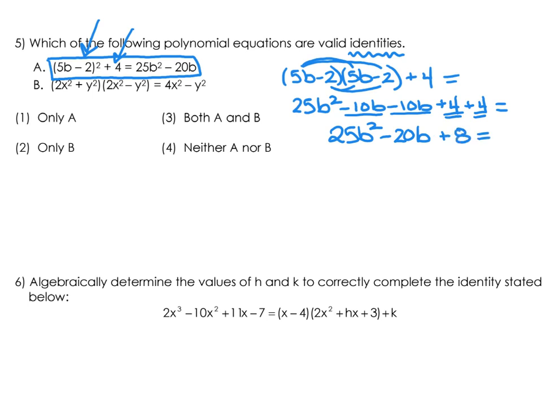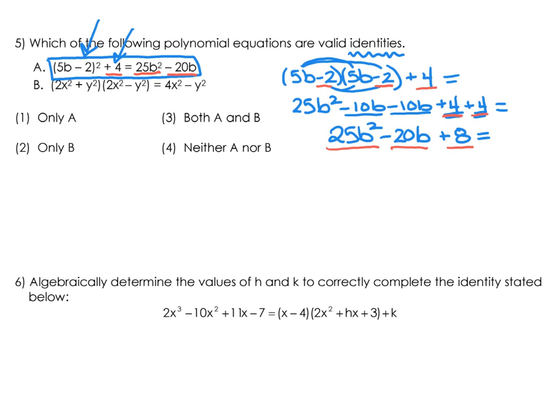And now that that side's cleaned up, let's go ahead and see if it is or not. So we have a 25b squared, and so do they. They have a negative 20b, and so do we, but we have a plus 8. And I'm pretty sure that plus 8 is supposed to be there because that negative 2 times that negative 2 gives you that positive 4. And then there was that other positive 4 attached on it. And 2 positive 4s make positive 8.